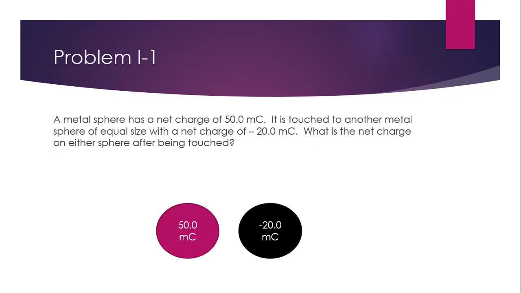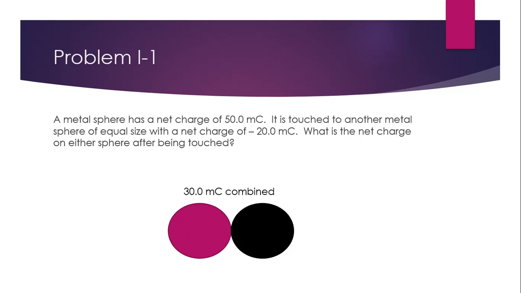So let's do a quick example here. Let's do a quick problem or a quick thought exercise. We're going to take two metal spheres of equal size, and one has a net charge of 50 millicoulombs, and one has a net charge of negative 20 millicoulombs. What I'm going to do is take these two charges, touch them together, and then separate them, and figure out what is the net charge on either sphere after they've been touched together and separated.